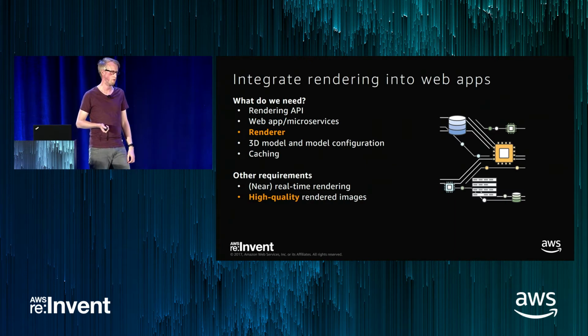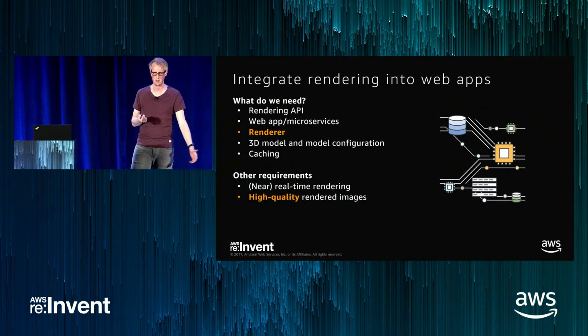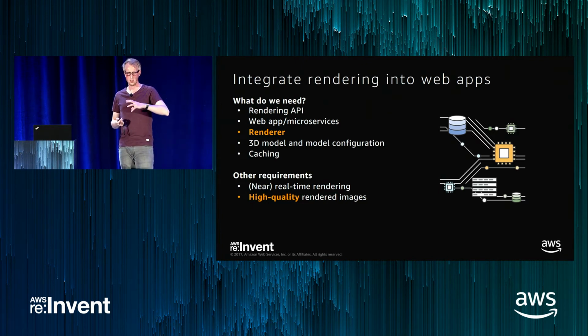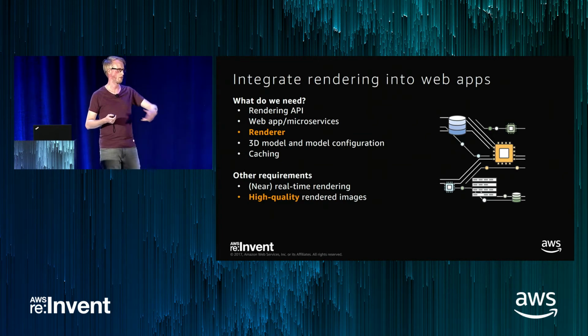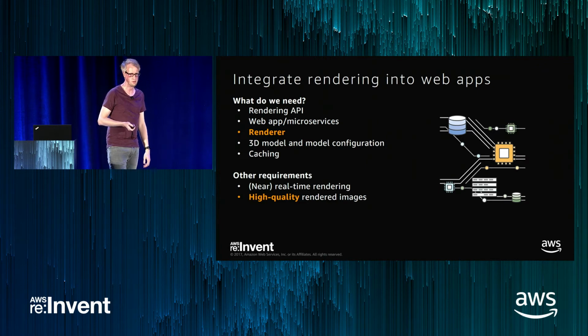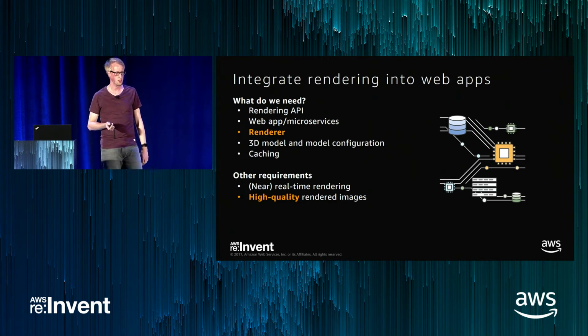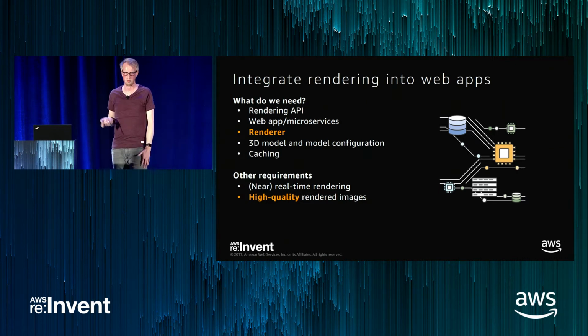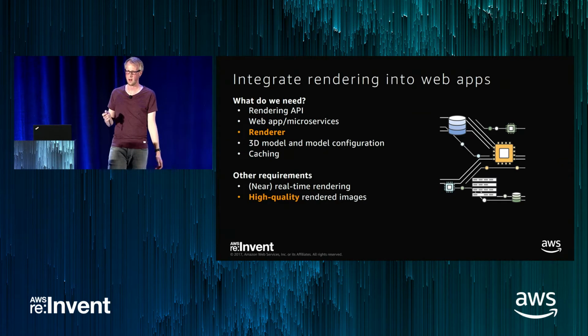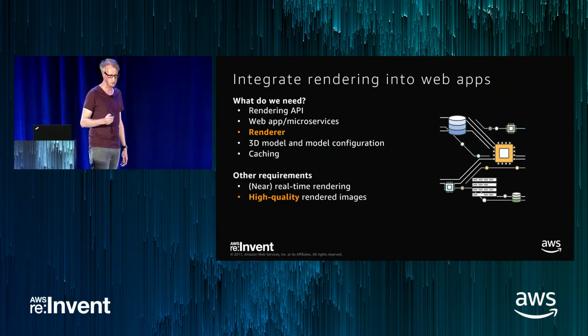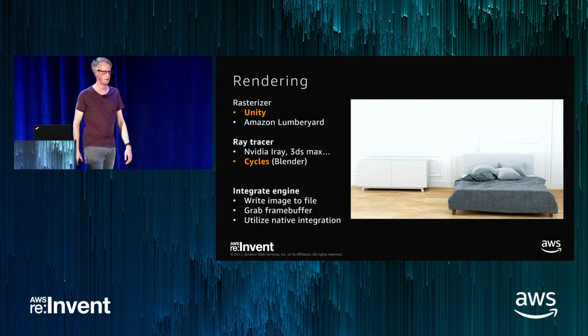We, of course, also want to have a 3D model, right? We need to have something which we can render, and we need a way to change this model so that the configuration changes the user makes are reflected in the model so that we can render the updated images. We also might want to add in some caching, because the user might just press reload accidentally. There is no need to re-render the image over and over again just because of this. So we want to add some caching in there as well. We want to have real-time or near real-time rendering, as I said before, and we want to have really high quality images. So let's take a look at the rendering, what we can use.